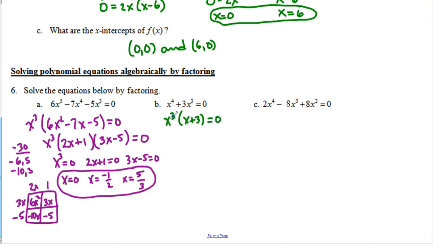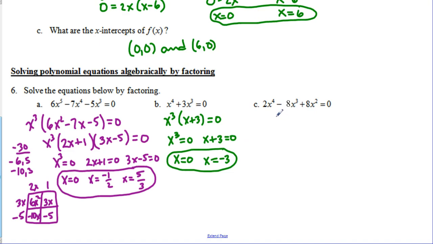Again, using our zero product property. Something times something equals 0. That must have meant that one or both of these had to have been a 0. So work them out. That again is 0. And here it's negative 3. So those are our 2 roots or solutions.